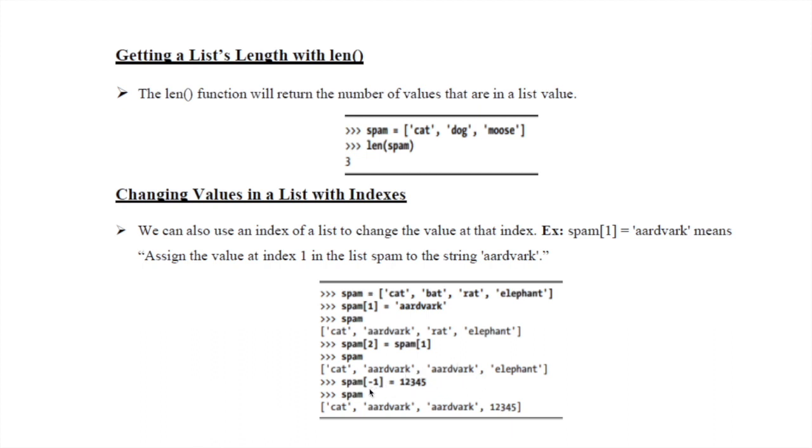In this way, I can use the same technique with negative indexes also. Spam of -1 is equal to 1, 2, 3, 4, 5. So -1 is what? That is the last element. So the last element elephant is replaced by 1, 2, 3, 4, 5. See. Okay. If you have any doubts, please post your doubts in the comment section.